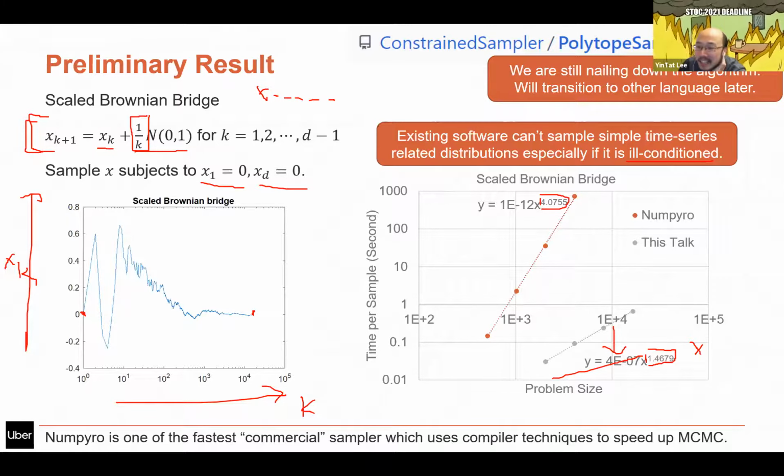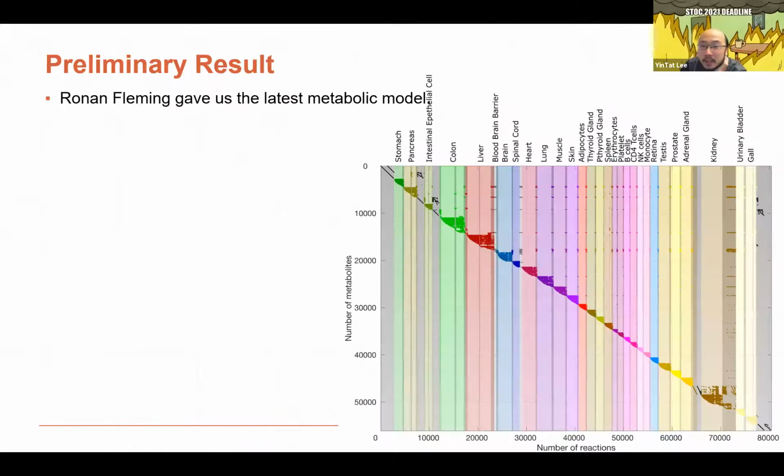If they are constant, then the existing software will look more like this. It looks more like x squared instead of x to the 4. But if it is ill-conditioned and looks like this, then they simply cannot solve it. So this is a more artificial example. Let me switch to a more realistic example.